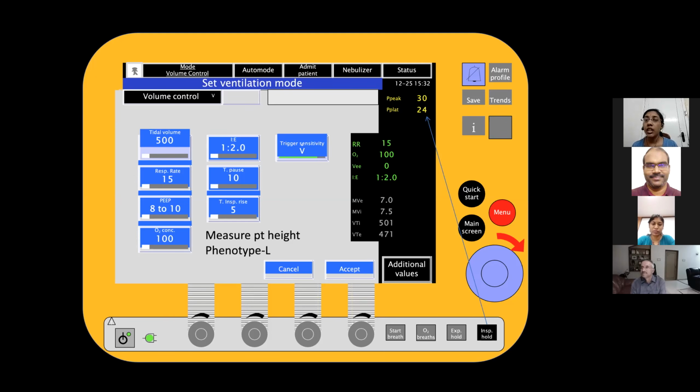We give an inspiratory pause for 1 to 2 seconds. There is a button called inspiratory hold. You just hold it for 1-2 seconds. Then there will be a display here. You see, peak pressure is 30, plateau pressure is 24. It will come like that.